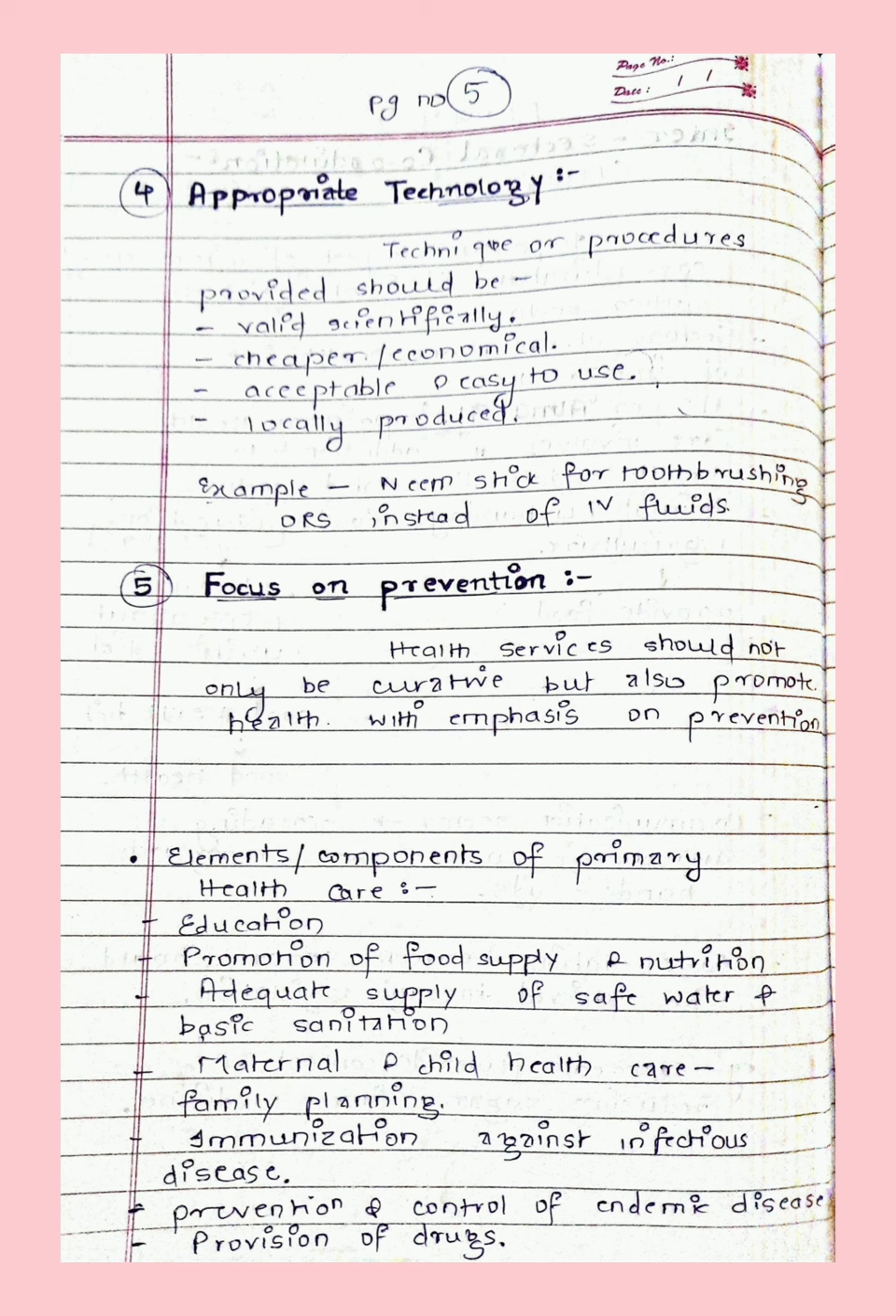Now these are the elements or components of primary healthcare. Again, you can make a mnemonic for this and remember it that way. You see that primary healthcare is not just about treatment or cure. It's about education, promotion of food supply, adequate supply of safe water, sanitation, maternal health, immunization, vaccines, and provision of essential drugs. So that was all about primary healthcare. Mostly, questions asked on primary healthcare are about principles.